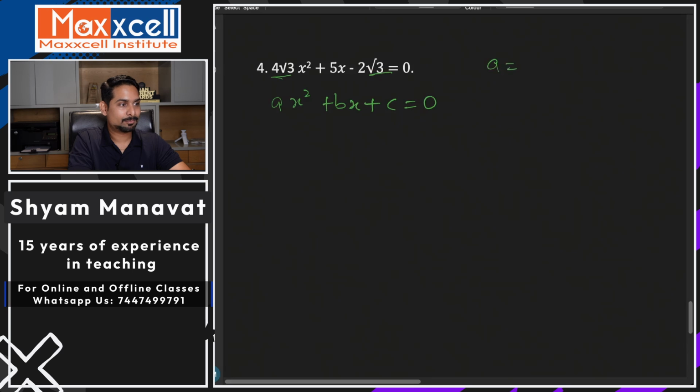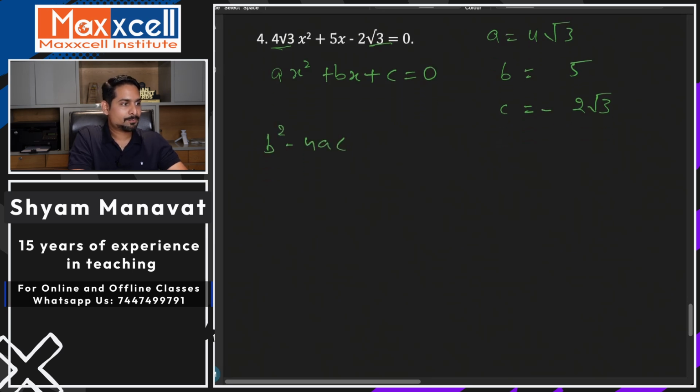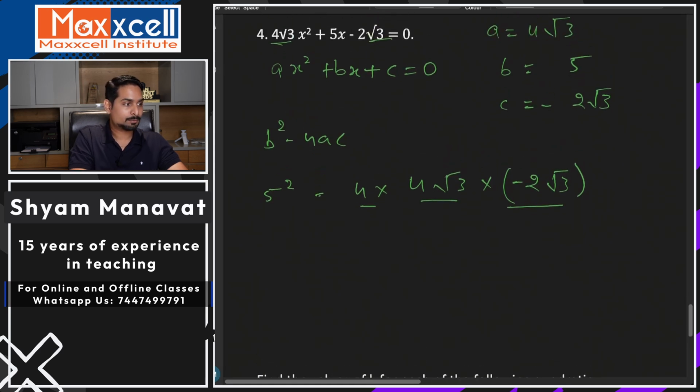So A is here 4 root 3, B is 5, and C equal to minus 2 root 3. Let's try this. B square minus 4ac. Let's see what you get. B square, which is 5 square, minus 4 into A is what? 4 into root 3. C is what? Negative of, minus 2 root 3. Yes, positive into negative will be negative again, but this negative and this negative will get positive. So what do you have here?